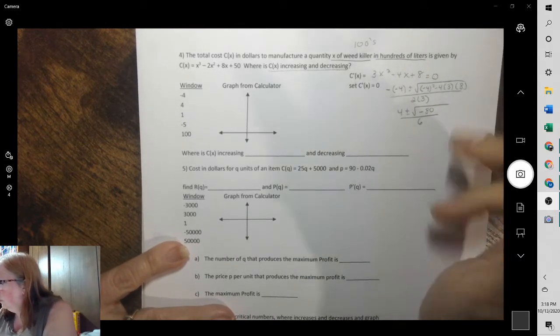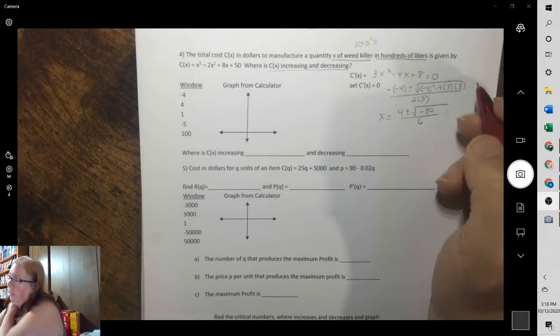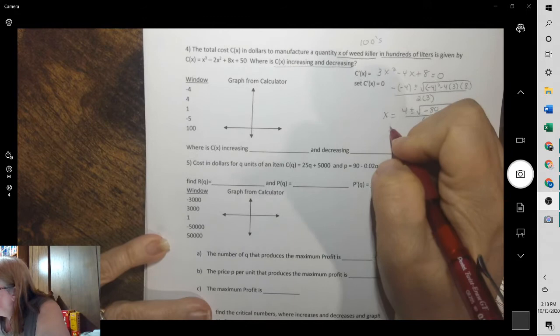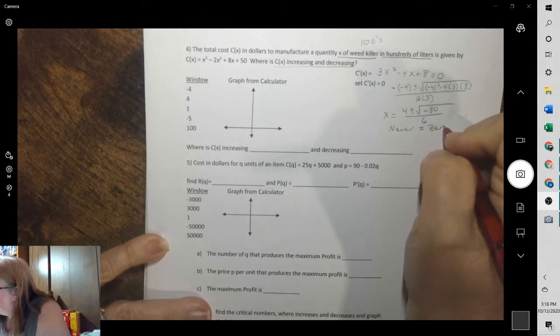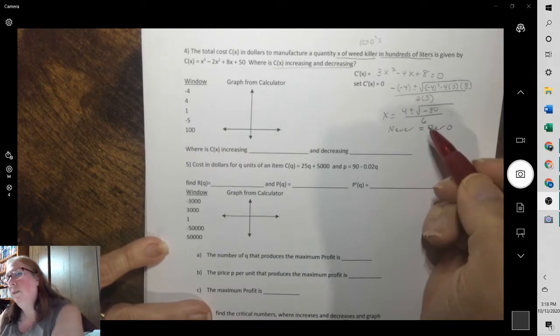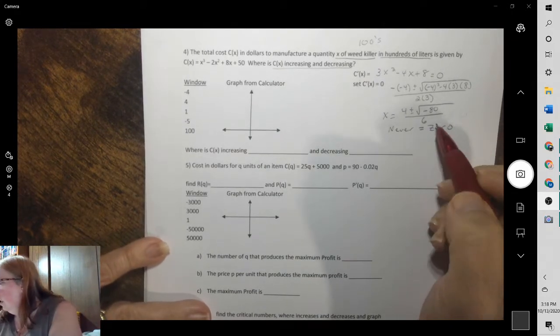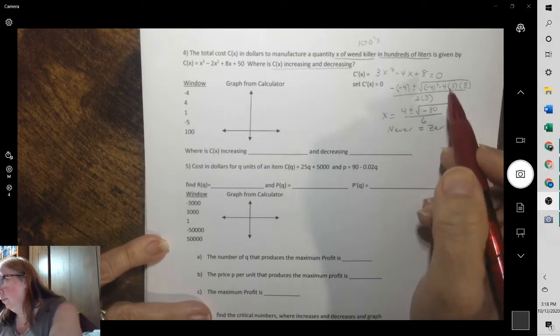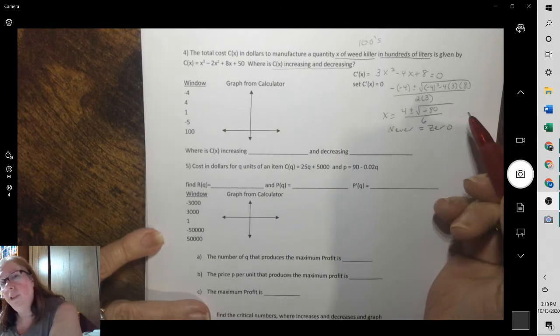But we can't have a negative under the radical, so it will never equal 0. Which means that it is either always increasing or always decreasing. So what this tells you is that the increasing and decreasing does not change. We need to look at the graph to see more.